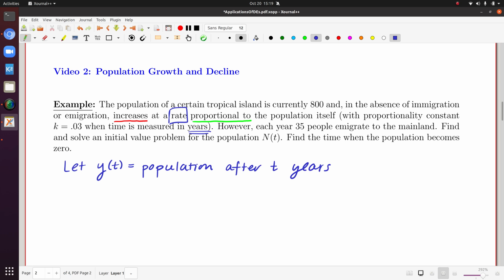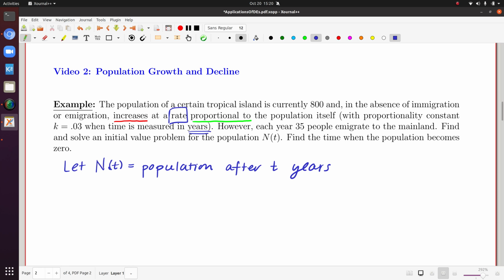So I can start off, first of all, dealing with the proportional to, but I want to point out there's more information in this expression. However, each year 35 people immigrate to the mainland, and we want to find and solve this. I guess they're giving us a variable, so we'll call that n of t. So we want to solve for this population n of t.